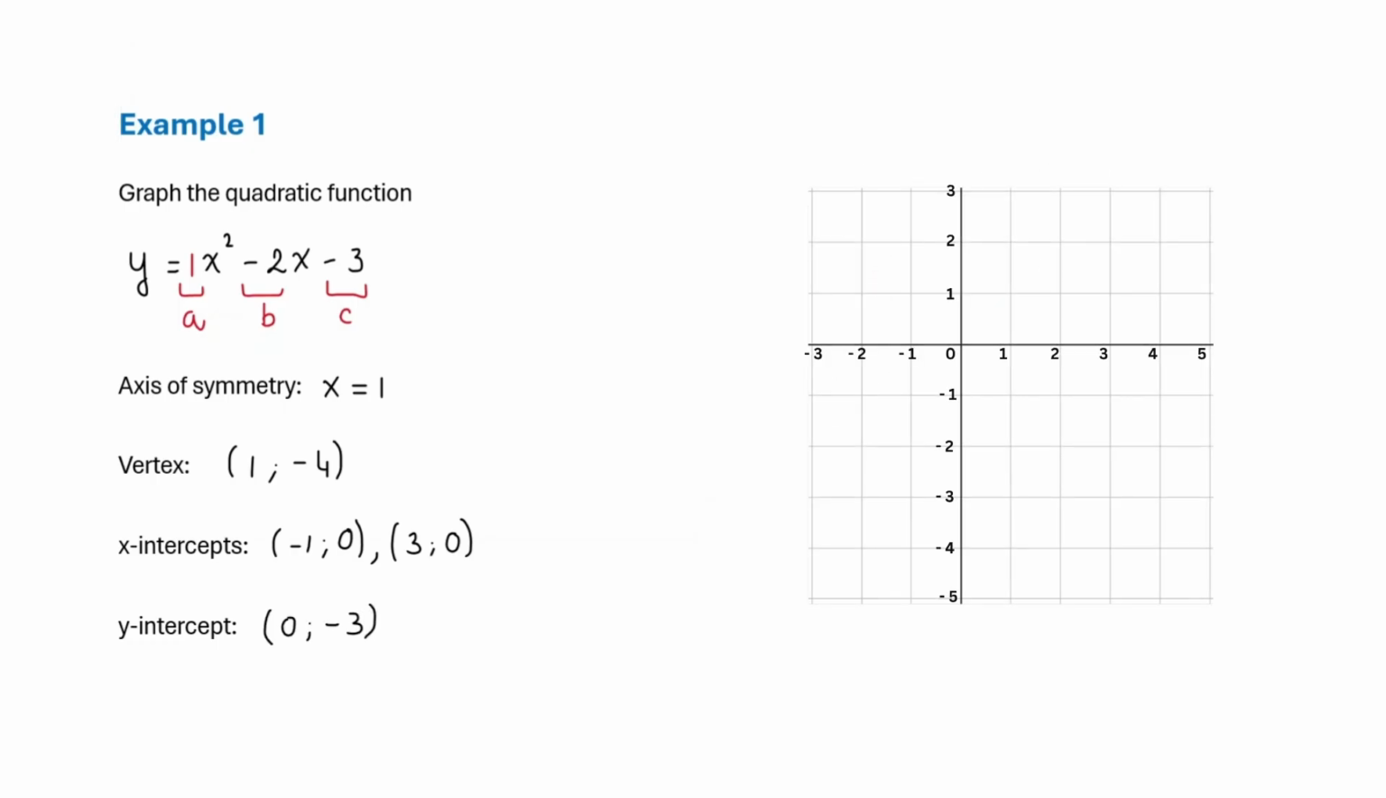Now we have all the key features we need to draw the graph. Let's begin by plotting the axis of symmetry, which is the vertical line x equals 1. Next, we plot the vertex at the point 1, -4. We can then add the two x-intercepts, -1, 0, and 3, 0. The y-intercept is the point 0, -3, so we plot that point as well.